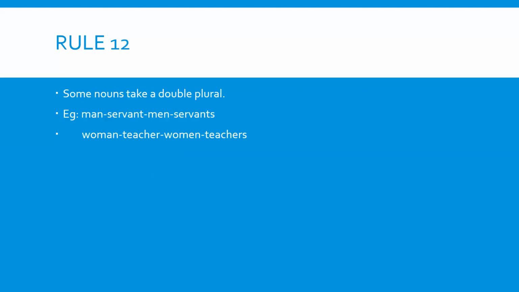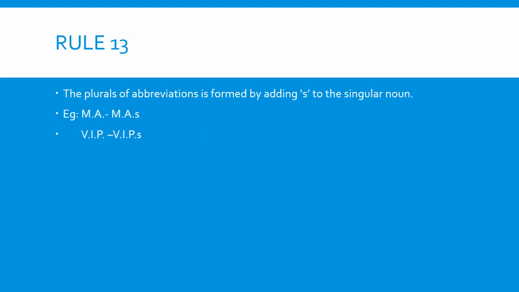Rule number 12. Some nouns take a double plural. Man, servant. So man becomes plural and servant also becomes plural. Men, servants. Woman teacher would then become women teachers.